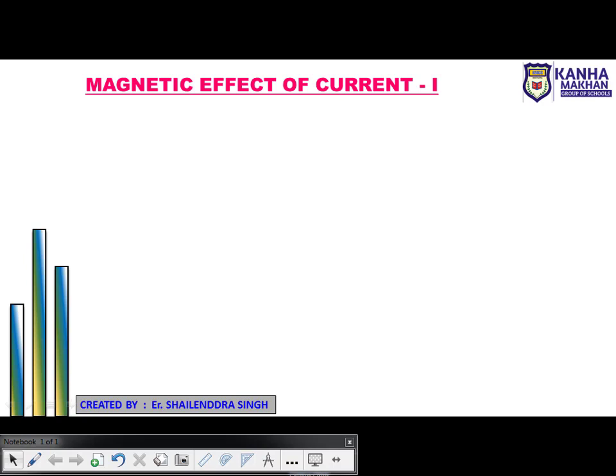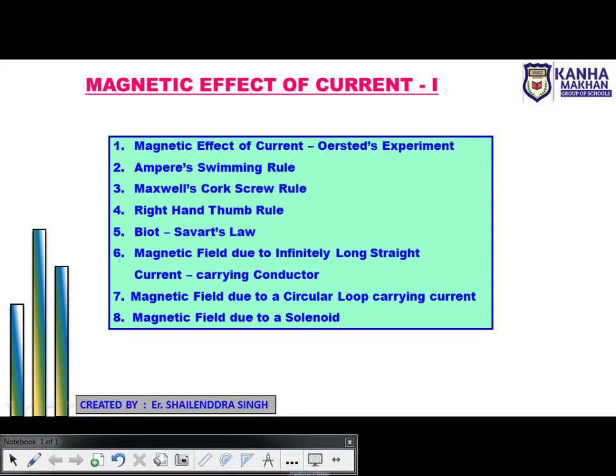I am dividing it into two different parts. In the first part, we will discuss how a magnetic field is produced due to the current. And after that, we will discuss how that magnetic field affects a moving charged particle. Okay, so now we will discuss here.